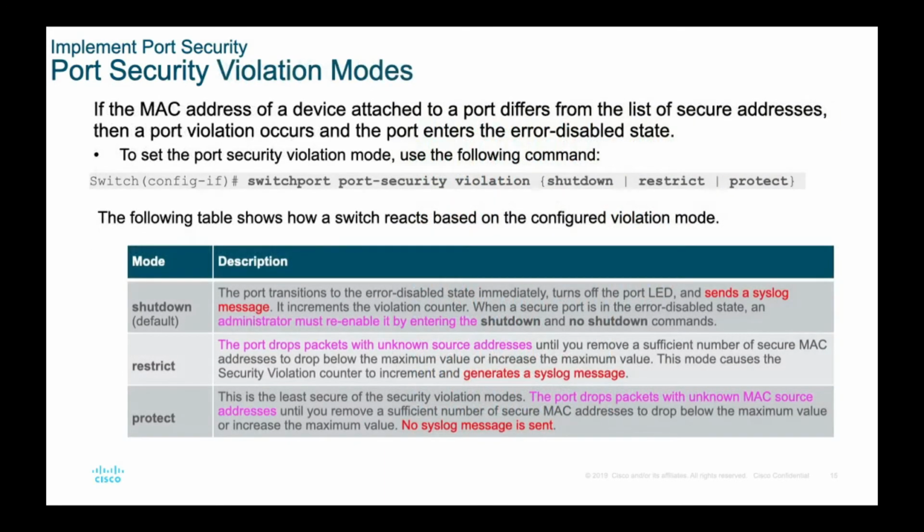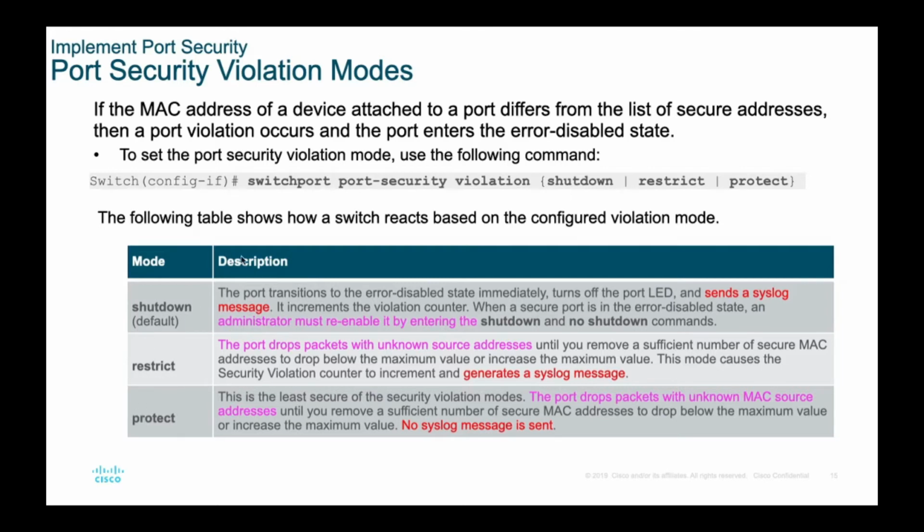Now for violation. For the violation option, we have three types of violation: either shutdown, restrict, or protect. So what's the difference between the three of them? By default, the port security violation is shutdown. So you can change it to restrict or protect.